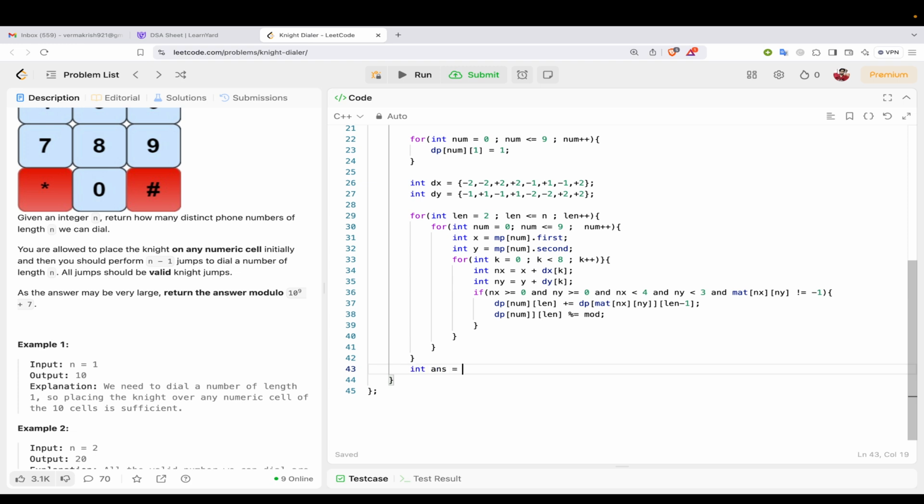So int answer equals to 0, for int i equals to 0, i less than equals to 9, i plus plus, answer plus equals to dp of, let me write num, it will be more meaningful. So dp of num and n, where n is the length given, the final length. Now one more thing we have to do, answer mod equals to 1e9 plus 7, it's mod. Then we will return the final answer.